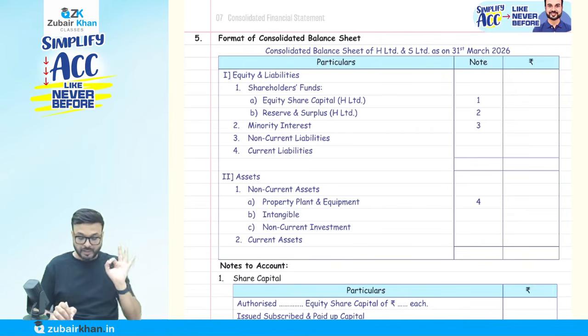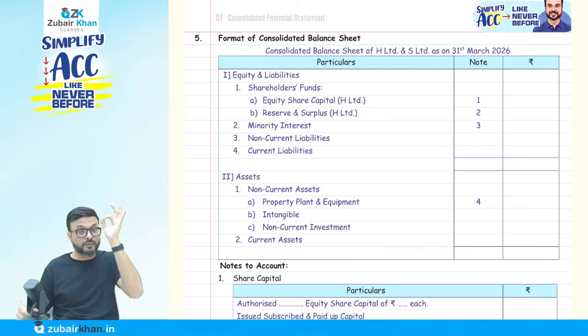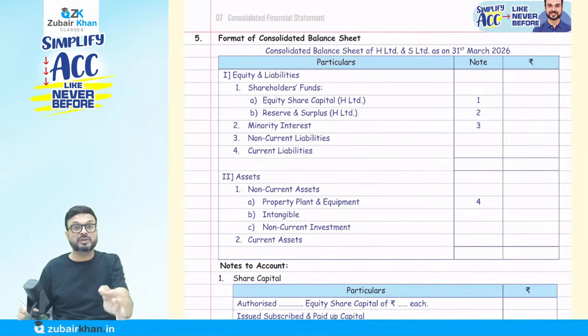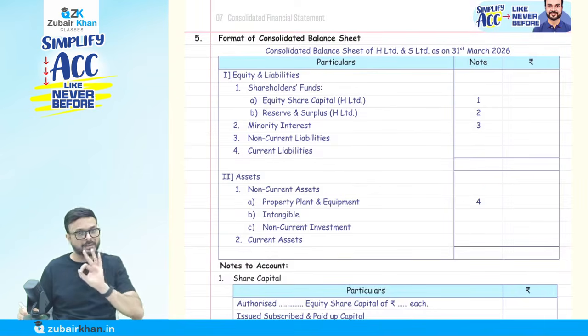Exactly. Okay. Now one more point will come: minority interest, non-current liability, current liability. This is a new point for you, minority interest. Assets: non-current asset, PPE, intangible, non-current investment, current asset. These four notes to account are fixed in each and every question, mandatorily. You have to prepare these four notes to account. How to prepare that? I will come to that.